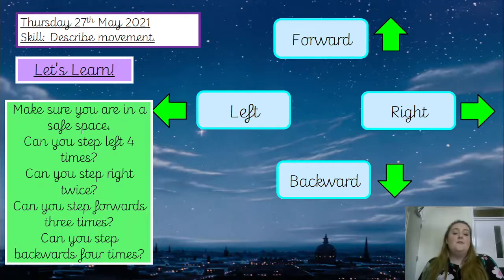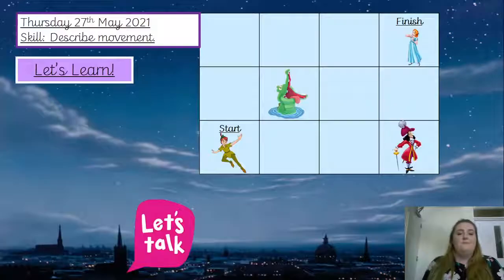So, can you step left 4 times? Well done, go back to your original position. Can you now step right twice? Excellent, can you now go back to your original position? Can you step forwards 3 times? Excellent. Go back to your original position. And can you step backwards 4 times? Excellent. Well done. Go back to your original position.